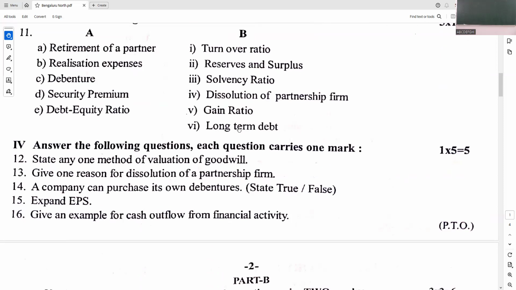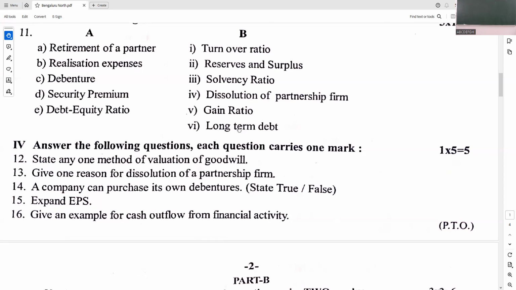State any one method of valuation of goodwill. Even this was asked in the Kalburgi preparatory question paper. Average, super profit, capitalization, annuity, any method you can write. Give one reason for dissolution of partnership. Court order can be there. Whenever the number falls below 2, then also it goes for compulsory dissolution.